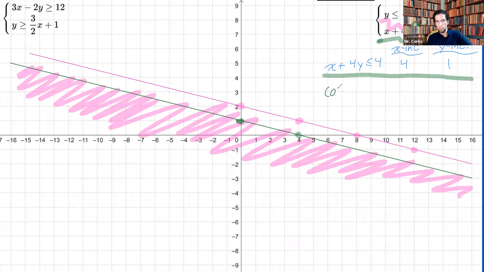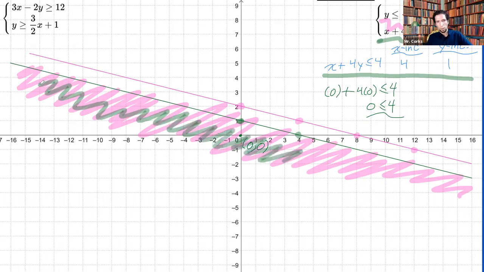So we're saying the point (0, 0): 0 + 4 times 0 is less than or equal to 4. So 0 is less than or equal to 4. Is that a true statement or a false statement about the origin here? True. So where are we shading? Below. So we have to include the origin. Okay, so there is our area.